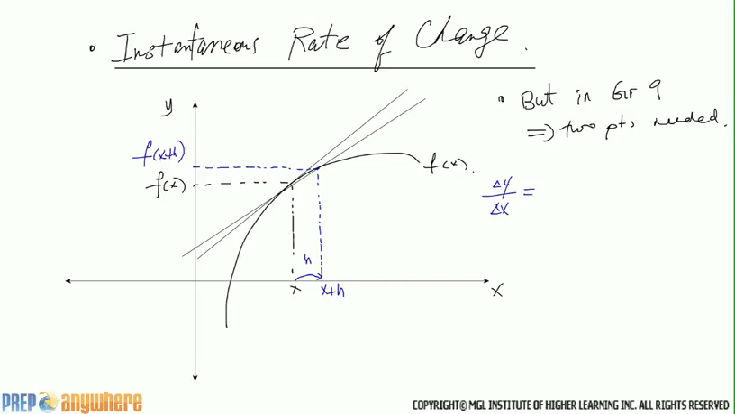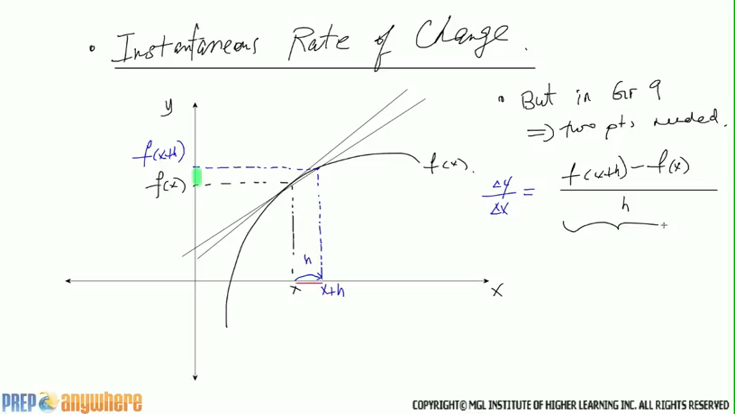So, see this distance right here? That's f at x plus h minus f at x, according to the diagram that I have. And see this distance right here? That's just h.